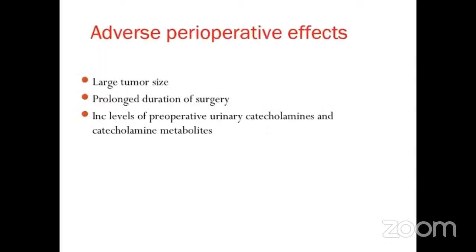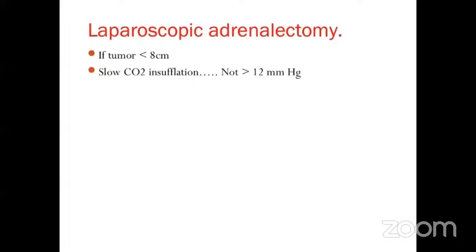Adverse perioperative effects depend upon large tumor size, prolonged duration of surgery, or increased levels of perioperative urinary catecholamines and catecholamine metabolites. Laparoscopic adrenalectomy is used if the tumor is less than 8 centimeters, with slow CO2 insufflation, but not more than 12 mm of Hg.